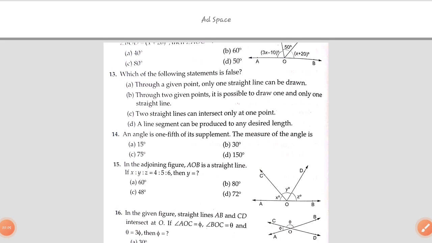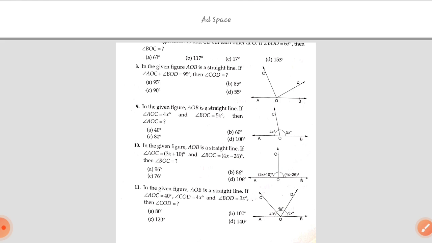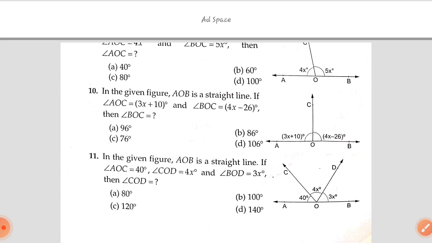We have completed part 1 of chapter angles, lines and triangles. Now we are going to discuss objective questions. It's part 2. In this section, we also discuss 10 questions. If you are not seeing the video, please see the first part first, then go to the second part to clear all the concepts.